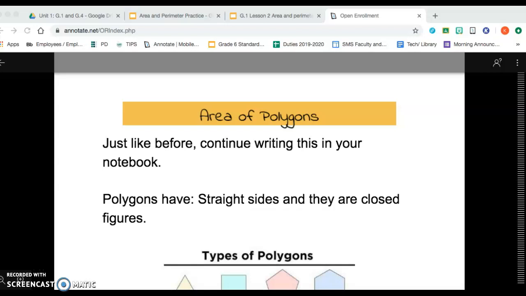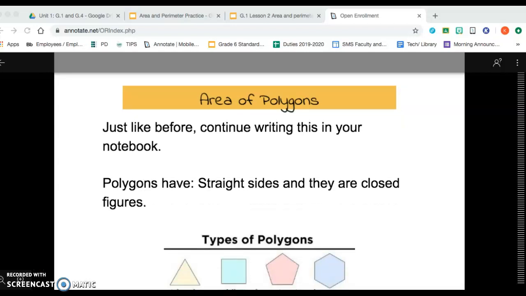Hi, so we are going to continue on with your PowerPoint. Remember, this is just to review what we've done this last week, so you can get some extra practice. So now we're going to look at area of polygons.